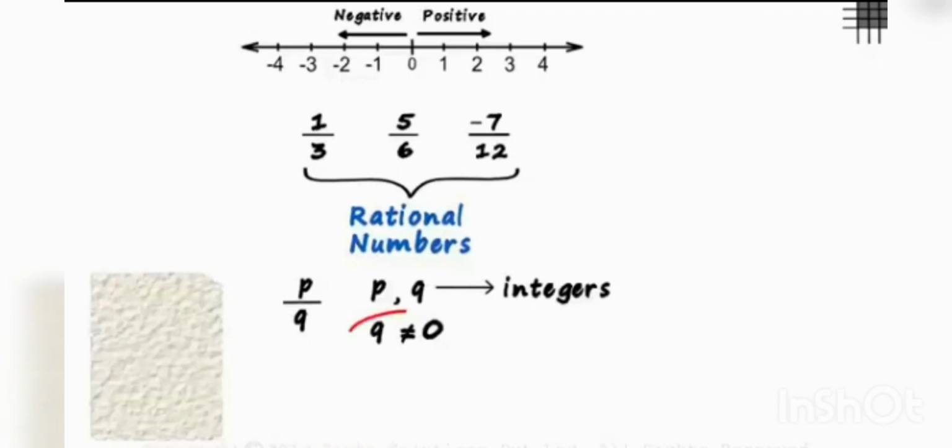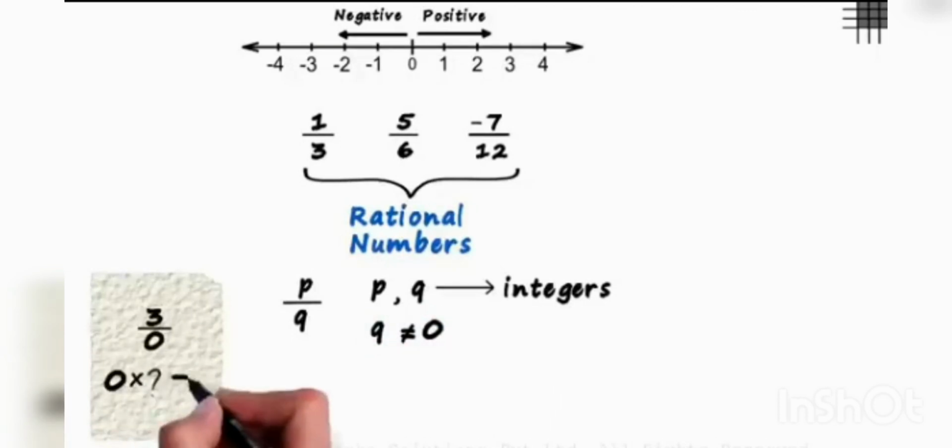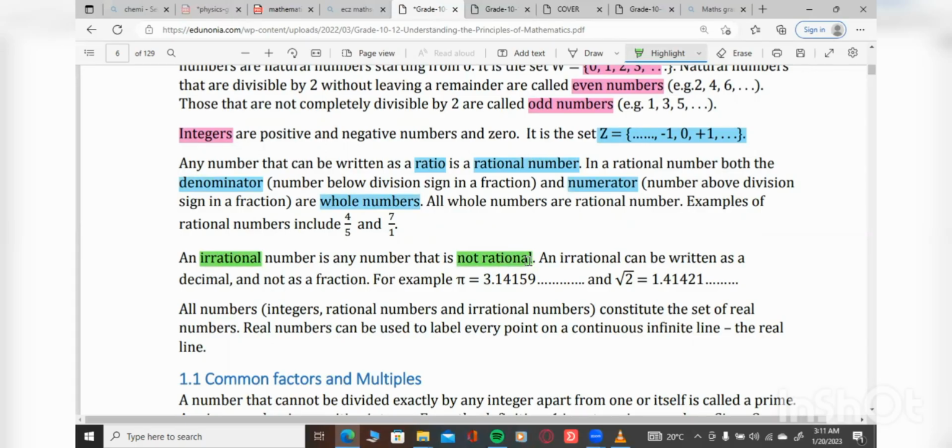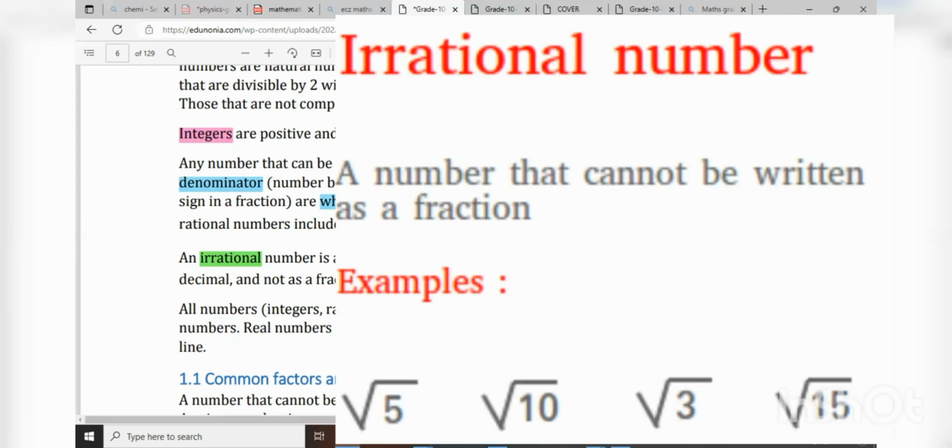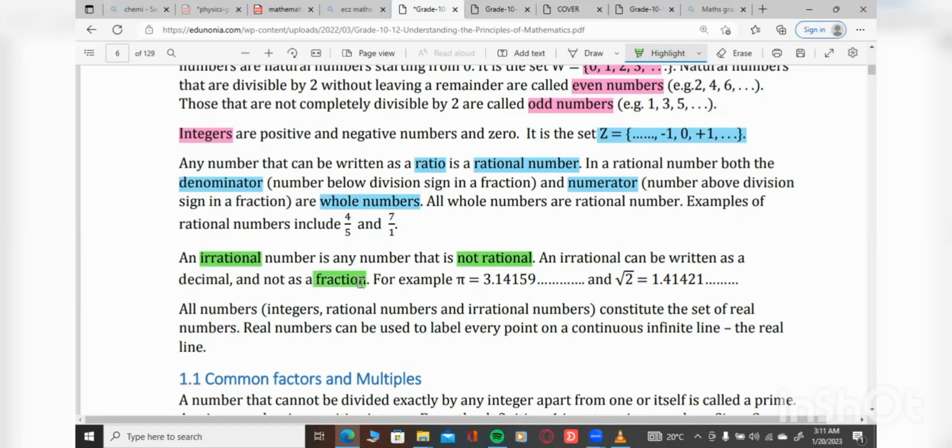Why do we have the second condition? Say I ask you to calculate 3 divided by 0. What would be the quotient? 0 multiplied by what will give you 3? There is no such number. An irrational number, however, can be written as a decimal, not as a fraction. So that is the difference. A rational number is written as a fraction, but an irrational number is written as a decimal.